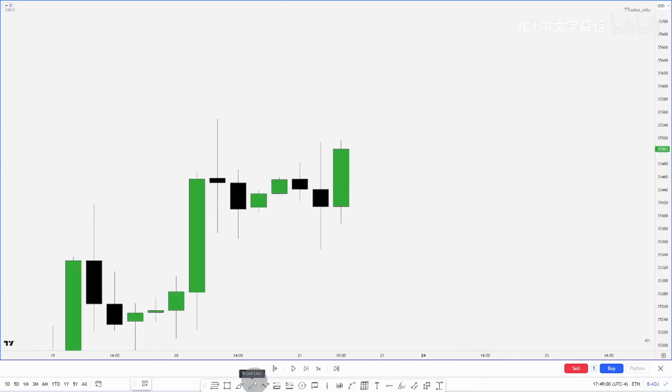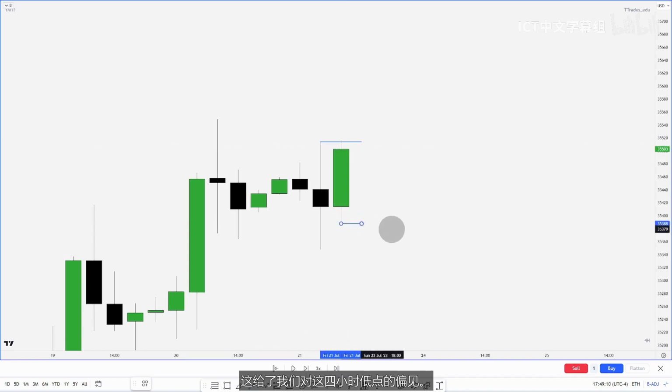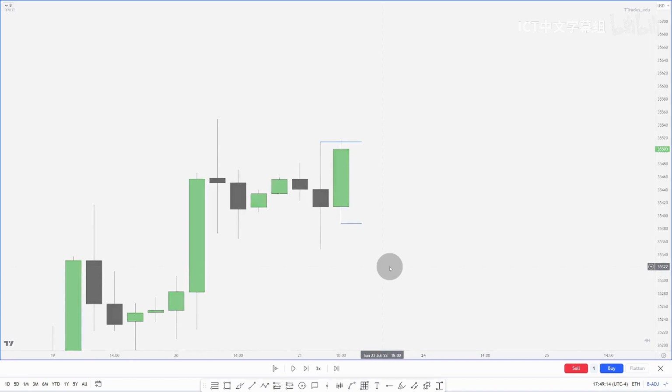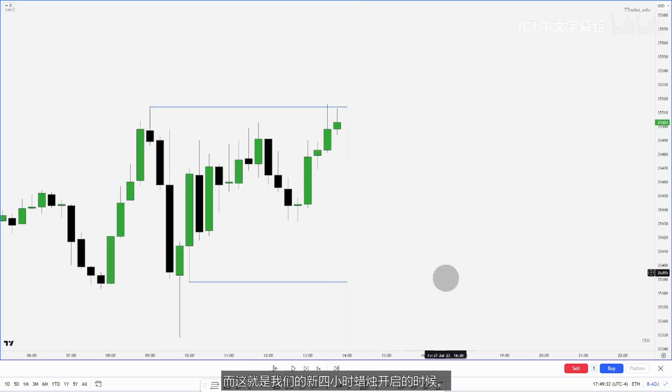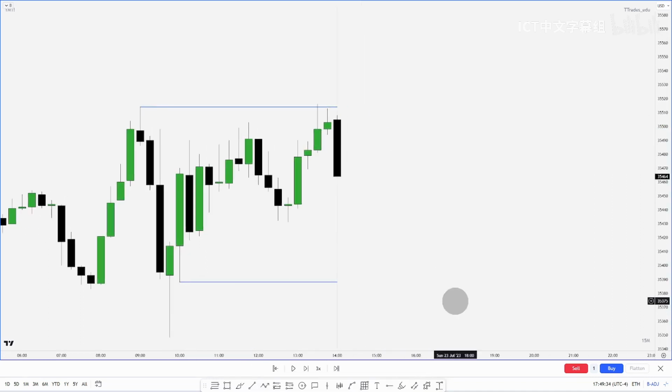So in this last example, it is actually price action we went over in the beginning of this video, but YM could not close over this previous 4-hour high, and that gave us bias to this 4-hour low. So let's go down to the 15-minute time frame. So here we have the 15-minute time frame. You can see the failure to displace over this previous high, and here is when our new 4-hour candle opens. So let's see what happens.